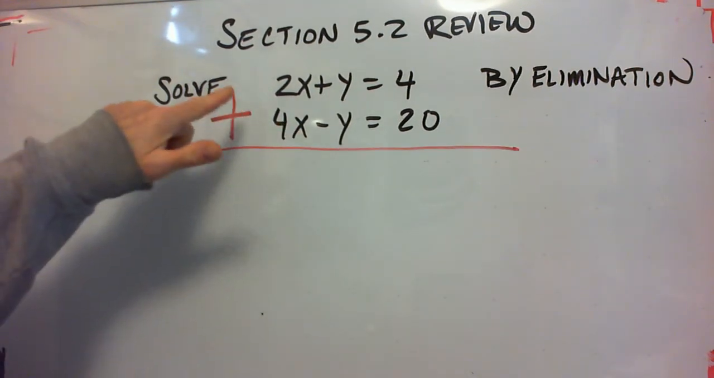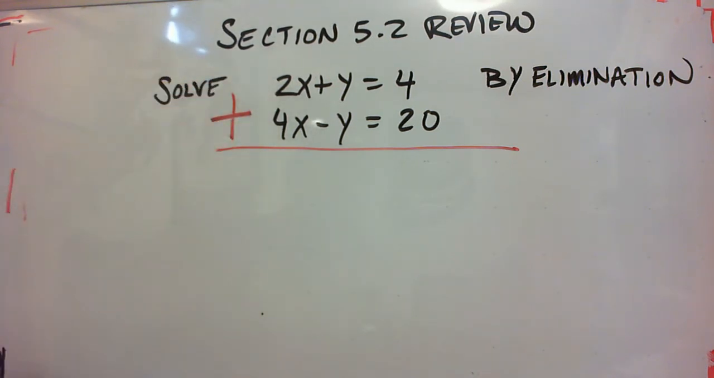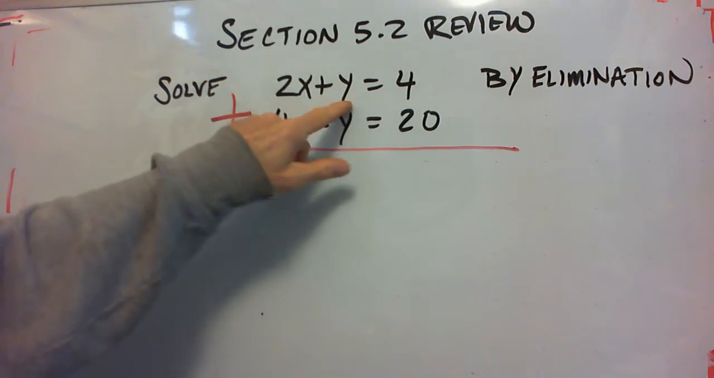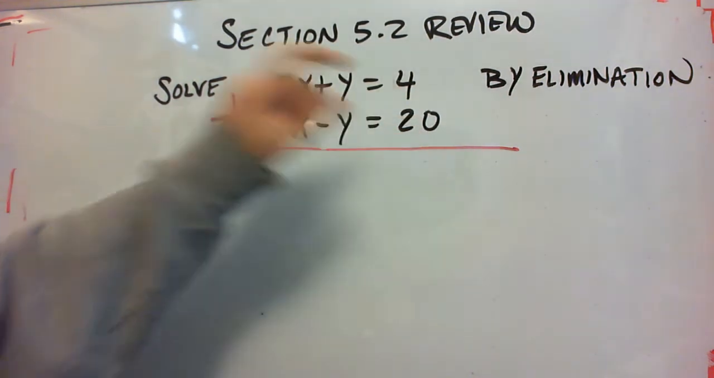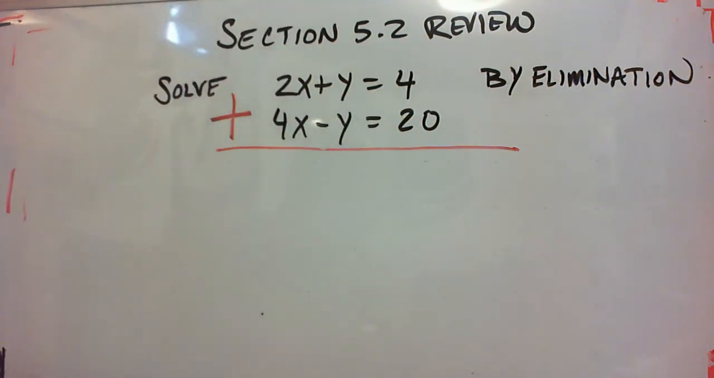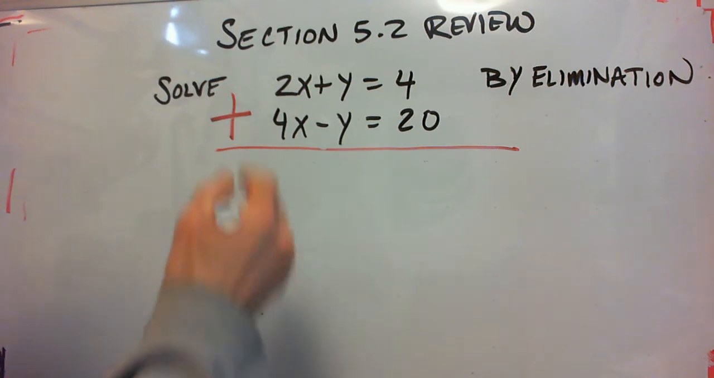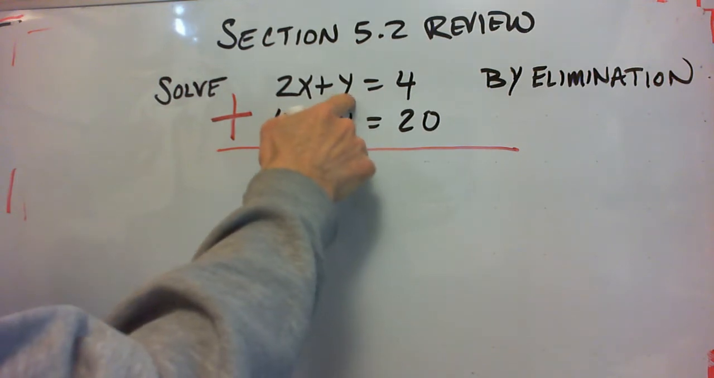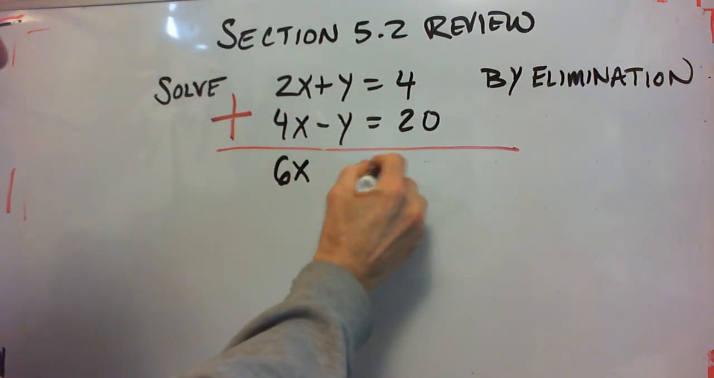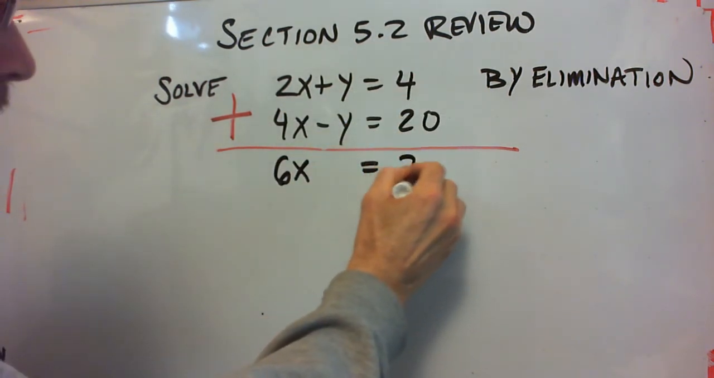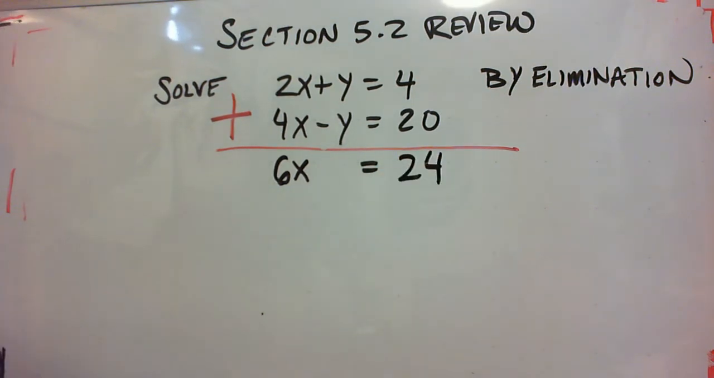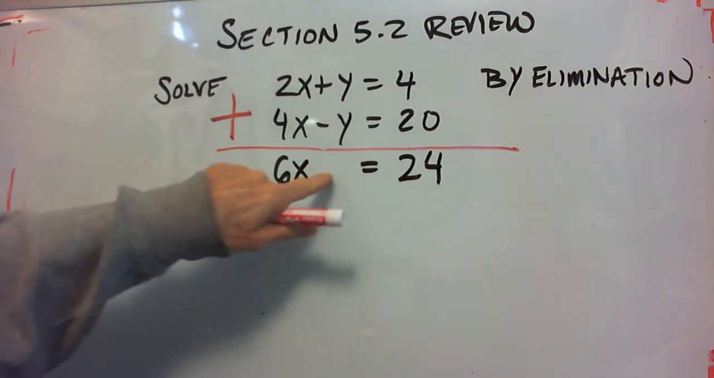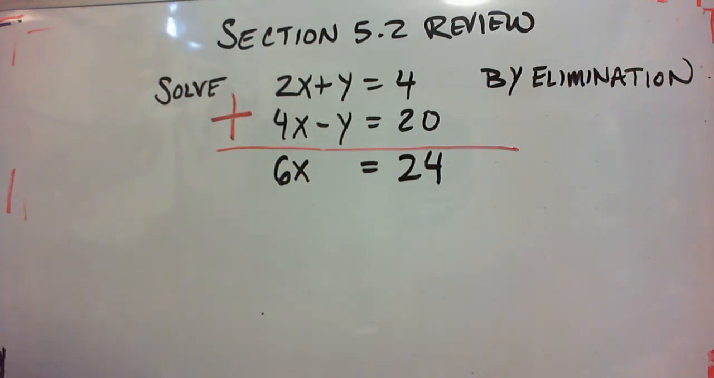Well, in this case, we can just add these two equations together. Left side added to the right side, or left side added to left side, right side added to right side, and the y's disappear. So we add the 2x plus 4x is 6x, y plus negative y is 0y, 4 plus 20 is 24. So now we can solve this single equation with only one variable for that variable.